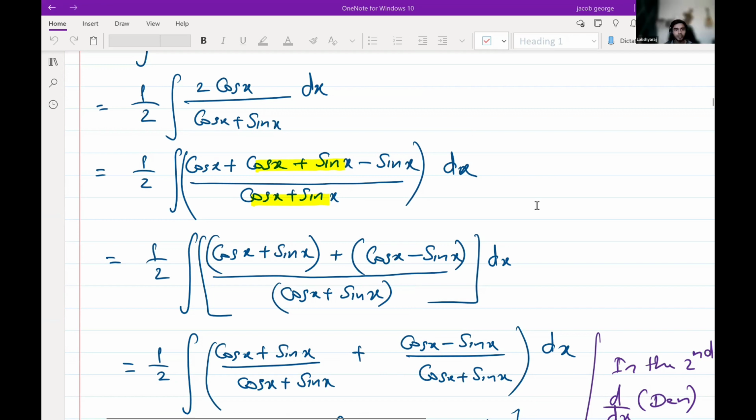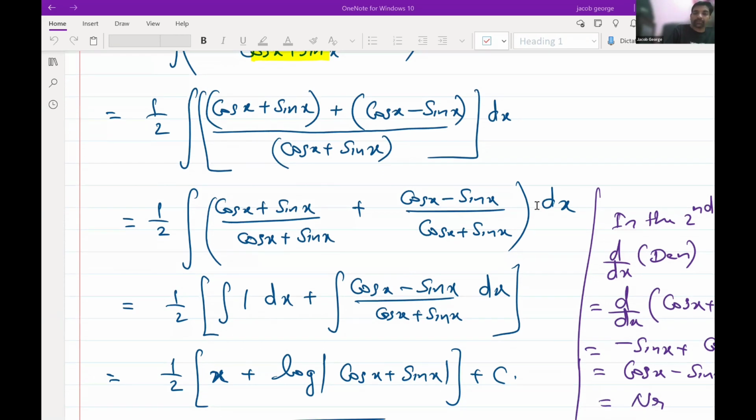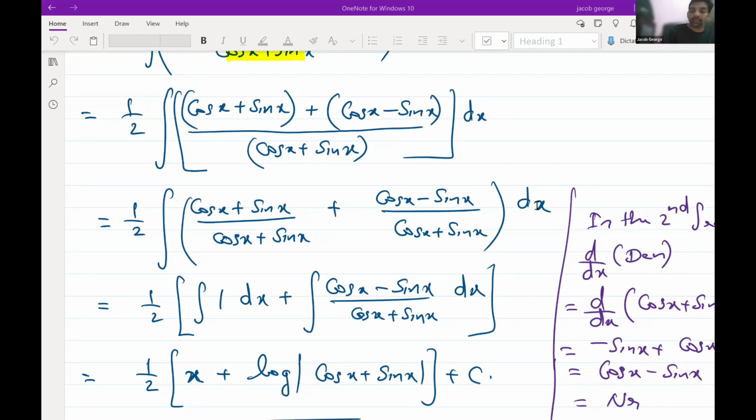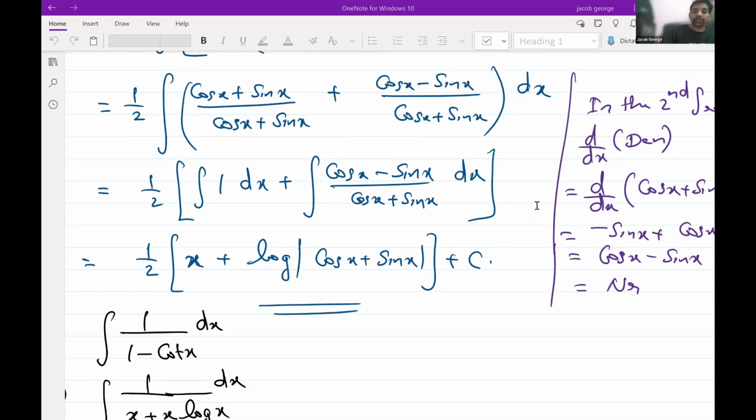Clear? Then we have to do a regrouping. The denominator terms are taken together: cos x plus sin x plus cos x minus sin x upon cos x plus sin x dx. Then we divide it term-wise. So 1 by 2 into integral 1 dx plus integral cos x minus sin x by cos x plus sin x dx. Now the second term is of the form where the numerator is the derivative of the denominator, so the integral is log mod denominator. This pattern is very important.